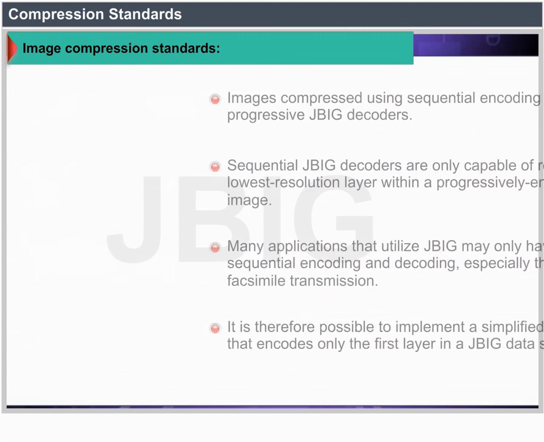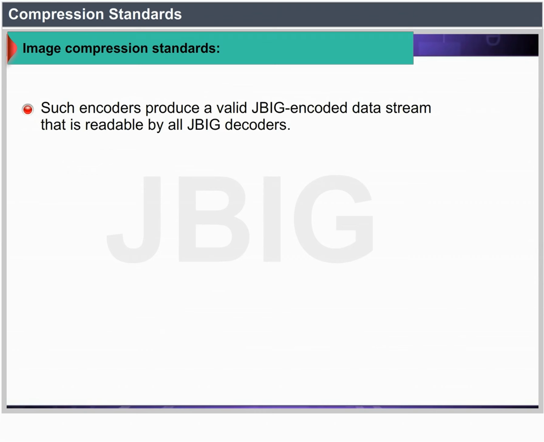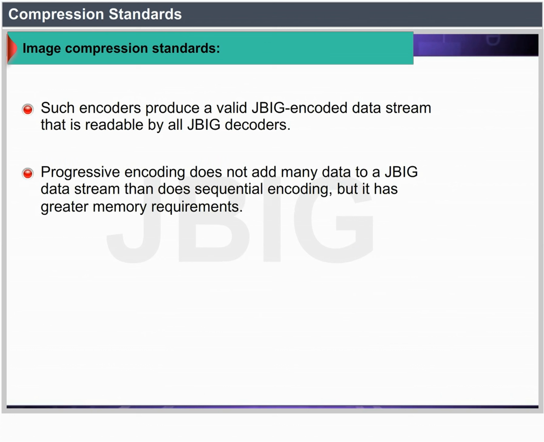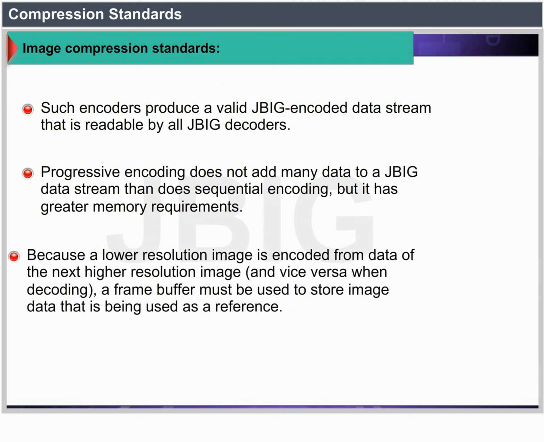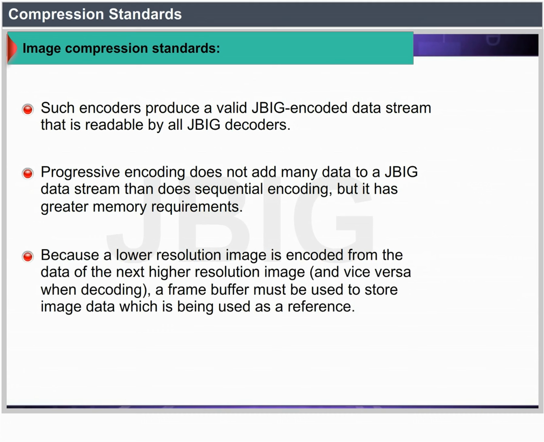Such encoders produce a valid JBIG encoded data stream that is readable by all JBIG decoders. Progressive encoding does not add much more data to the JBIG data stream than does sequential encoding, but it does have greater memory requirements. Because a lower resolution image is encoded from data of the next higher resolution image, and vice versa when decoding, a frame buffer must be used to store image data that are being used as a reference. Error-free and lossy compression.